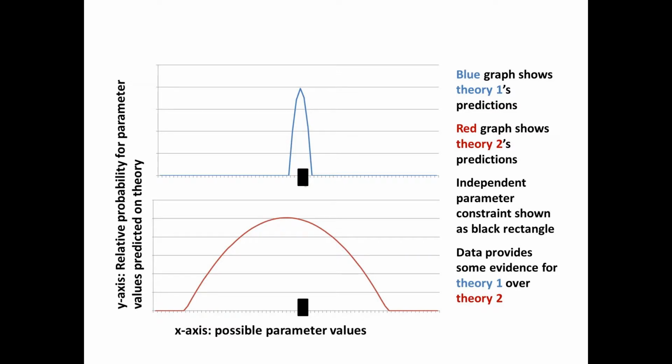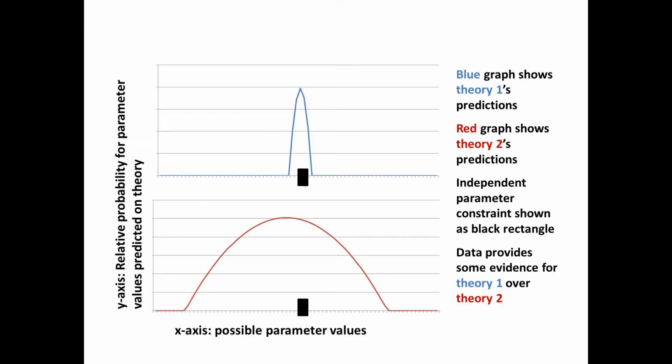More broadly speaking, it's not quite as bad as that example, but you still have a situation where, by Bayes' theorem, the narrower your prediction is, and it gets satisfied, then the more that you find confirmation for that theory, as compared with a theory which predicts a broader value. So consider this example of two graphs here. The x-axis represents possible parameter values, and we have a black box or rectangle showing some constraints that limit the range of valid parameters based on some other criteria that's independent.